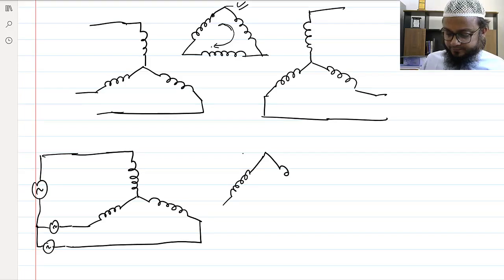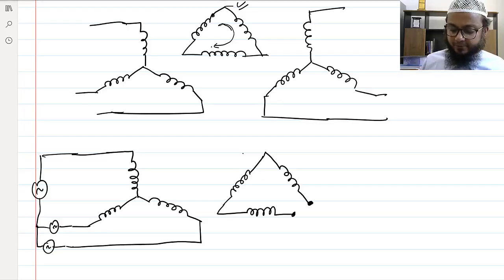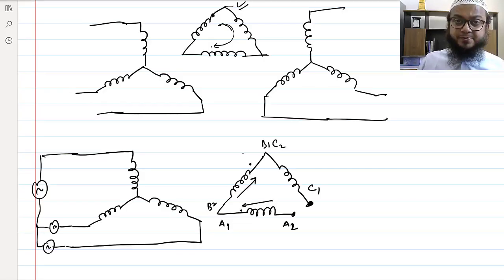This one, and this one. Between these two terminals I have not shorted it, but I am just measuring the voltage. So let's say this is A1, this is A2, this is B2, this is B1, and this is C2, this is C1. And the voltages are as per these dot connections.